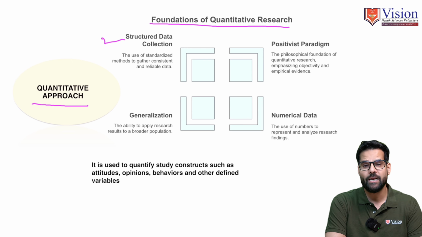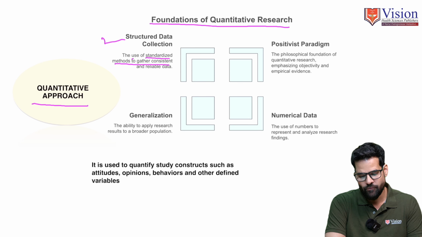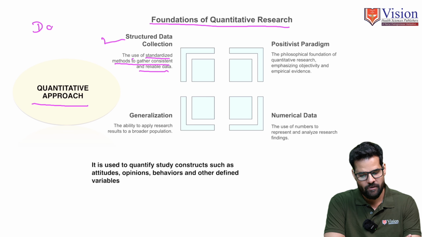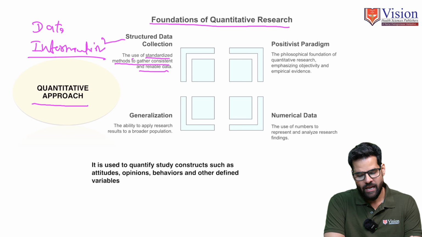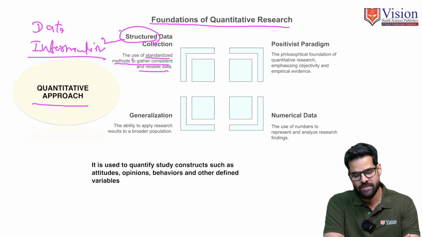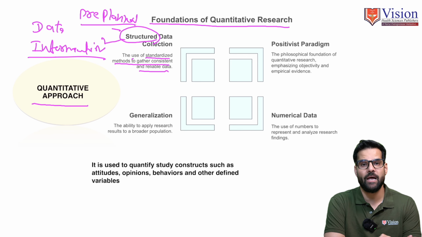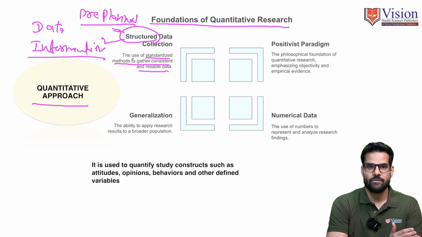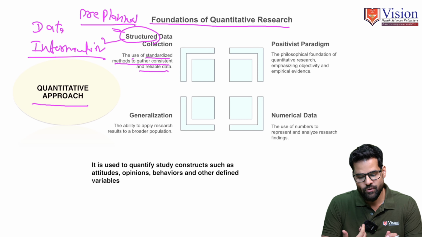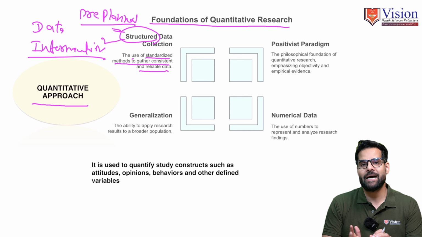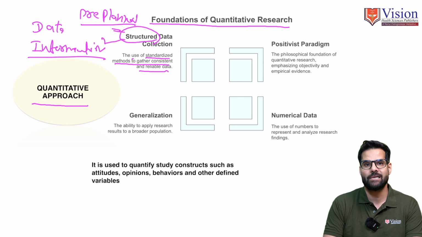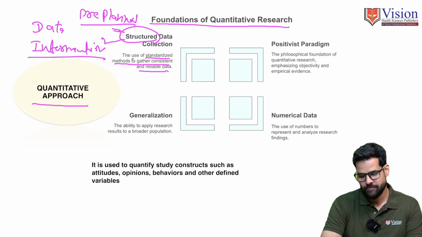One, they have a structured data collection. So the use of standardized methods gathers reliable data. Data means information. When you adopt the structured approach, what do you mean by structured? Structured means something is pre-planned, something that has advance planning. Whenever you want to collect the information, you get an answer of what information is required, from whom it is required, and how the information would be collected. Everything is planned, so it's more structured.